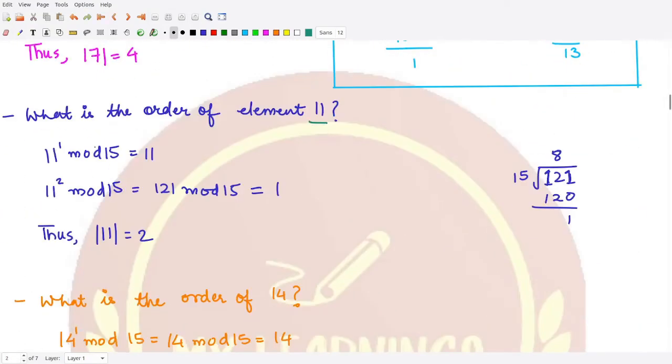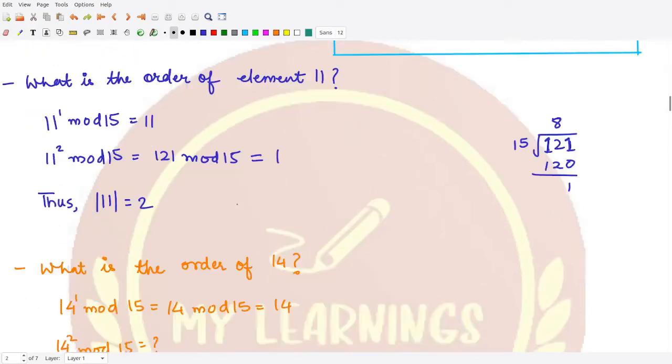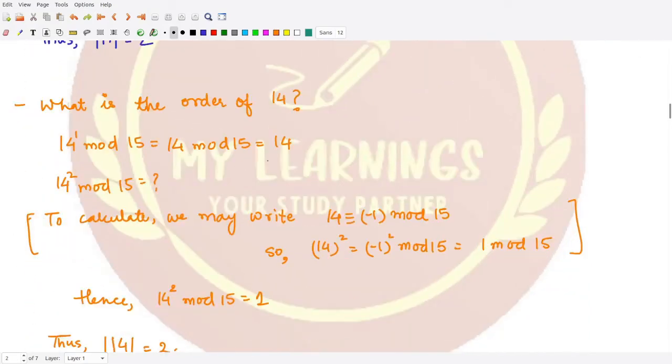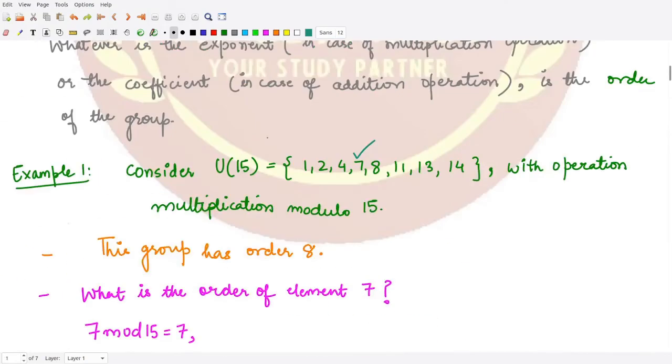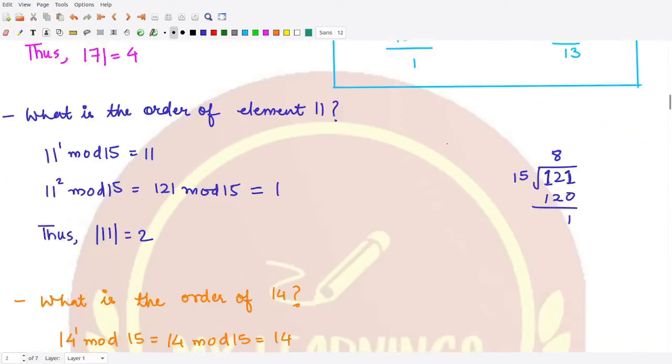For 11 we know 11 power 1 mod 5 is just 11, right? 11 power 2 is 121, 121 mod 5 is 1, according to this calculation here. So therefore the order of the element 11 here is 2, because when you take the power 2 you obtain the identity here. So the order of 11 is 2. Moving further, what is the order of 14? So we have done with 11, now we are looking for this 14. So for this 14, what is the order?